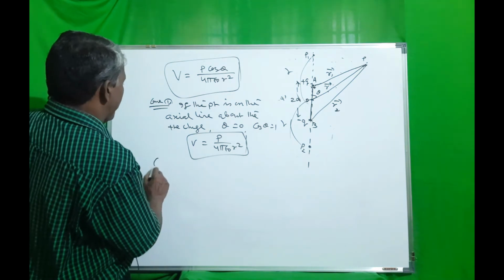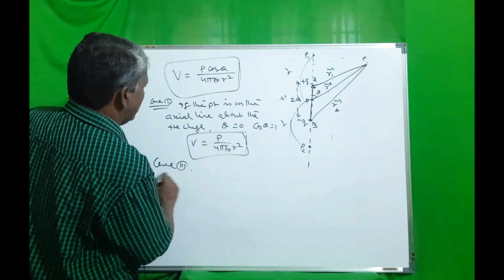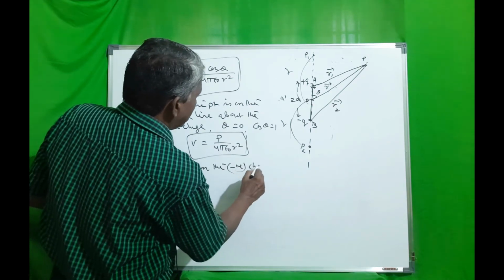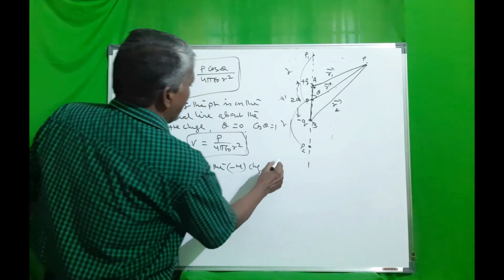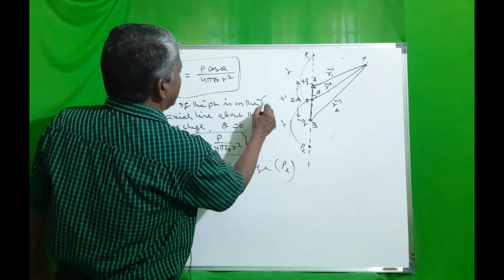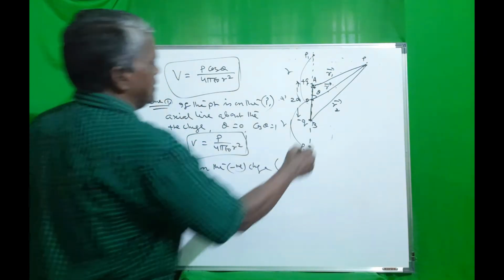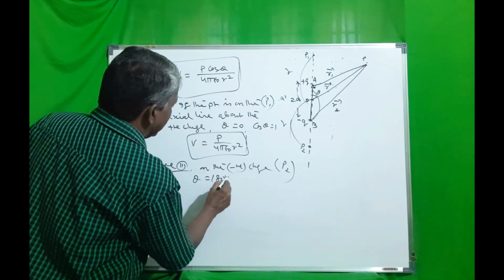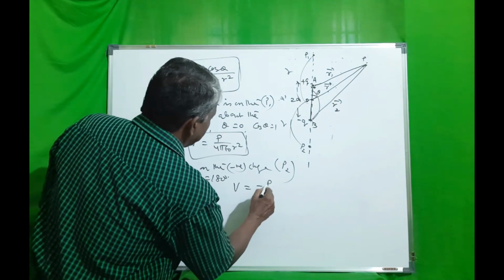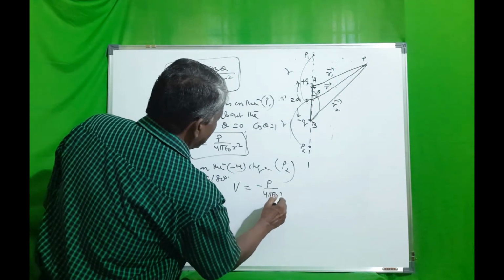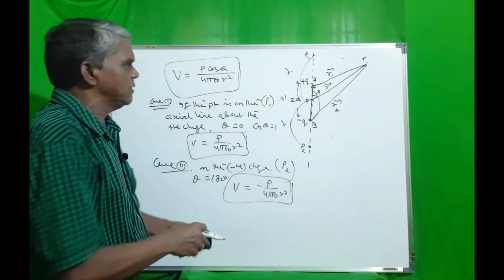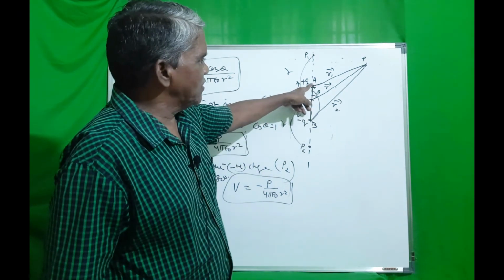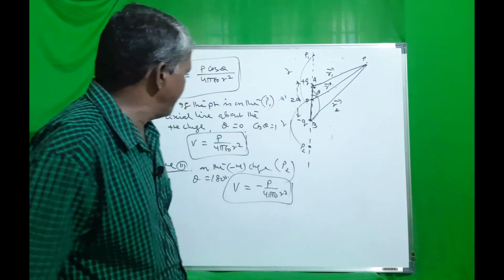Case 2, if the point is on the negative charge side, suppose point P2, this is point P1. So here theta is 180 degree, and V is equal to minus P by 4 pi epsilon 0 r square. Because the negative is nearer, so more negative, positive away, so less positive, so the difference is negative.